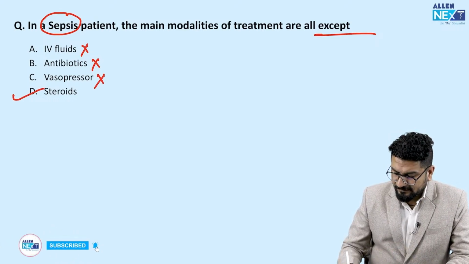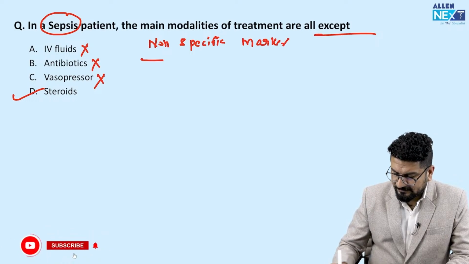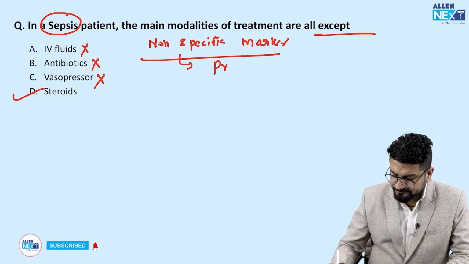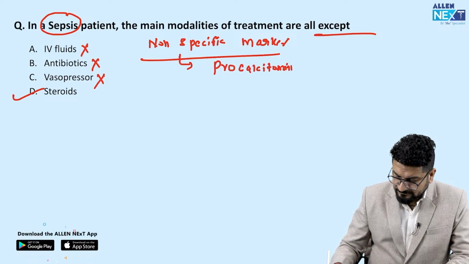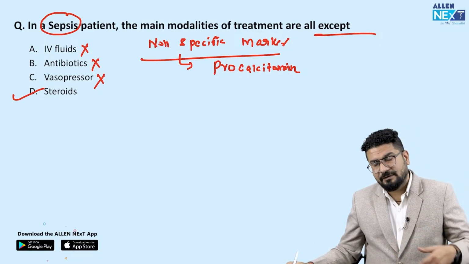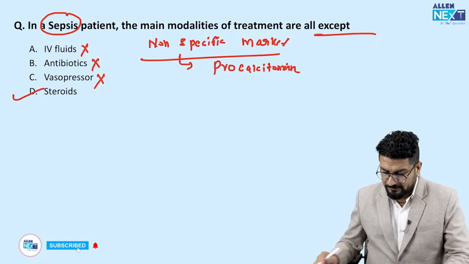So they ask you, we have a non-specific marker for sepsis, so they can ask you a question in exam. What is a non-specific marker for sepsis that we use in practice? We call it procalcitonin. Other markers like your ESR, CRP, ferritin are also markers for sepsis, but what you have to remember for MCQ is procalcitonin.